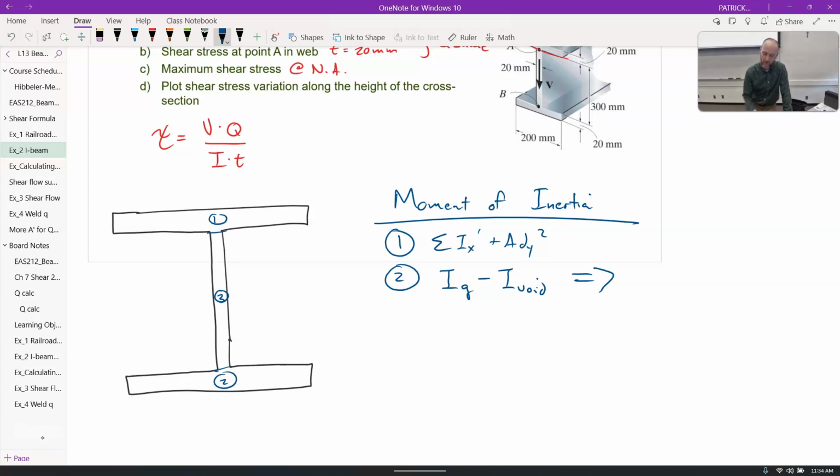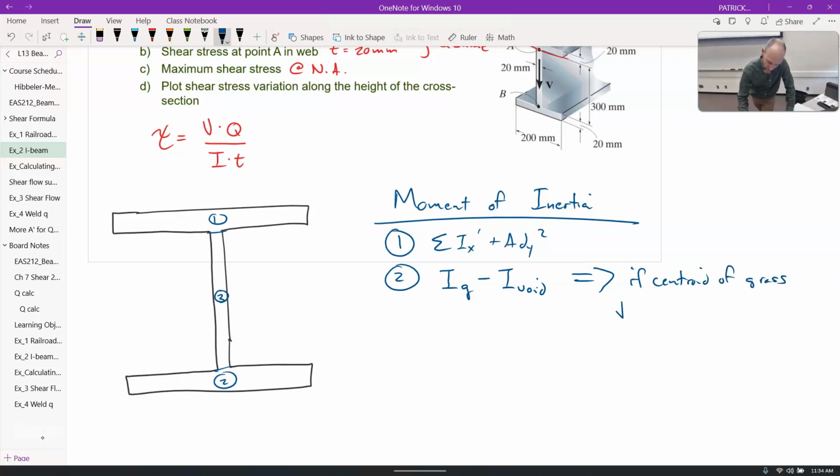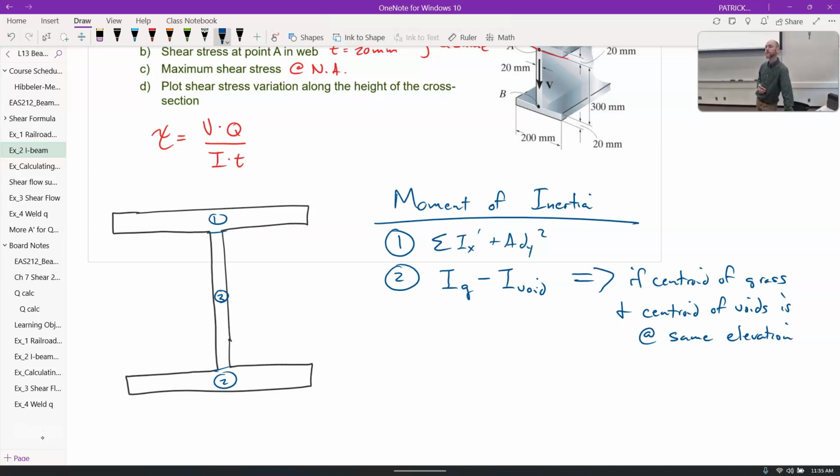When is that valid? That's valid if the centroid of the gross and the centroid of the voids are at the same elevation. Yeah.